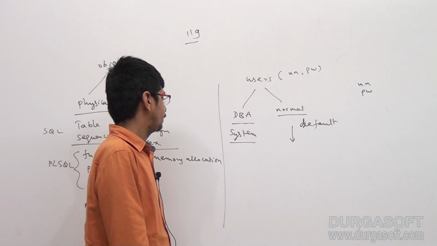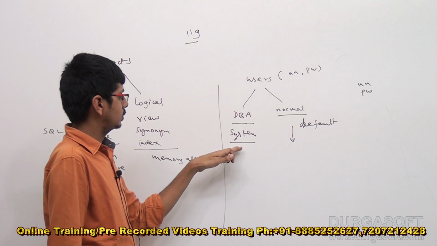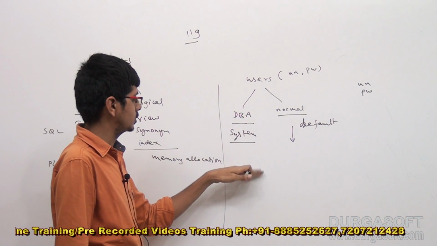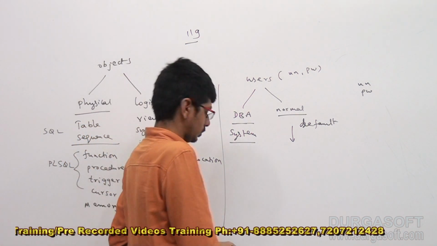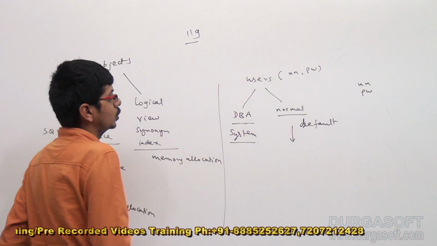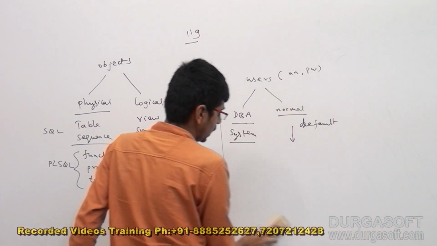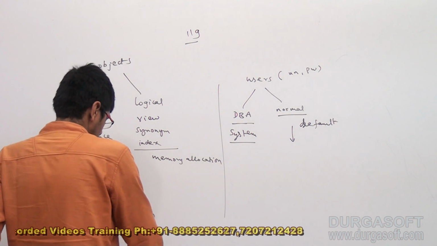Okay, and then if you want to create any user, system can create the user here. So I will be giving a query to create the user. So this is called DBA activity. So this is a fundamental activity of any DBA.